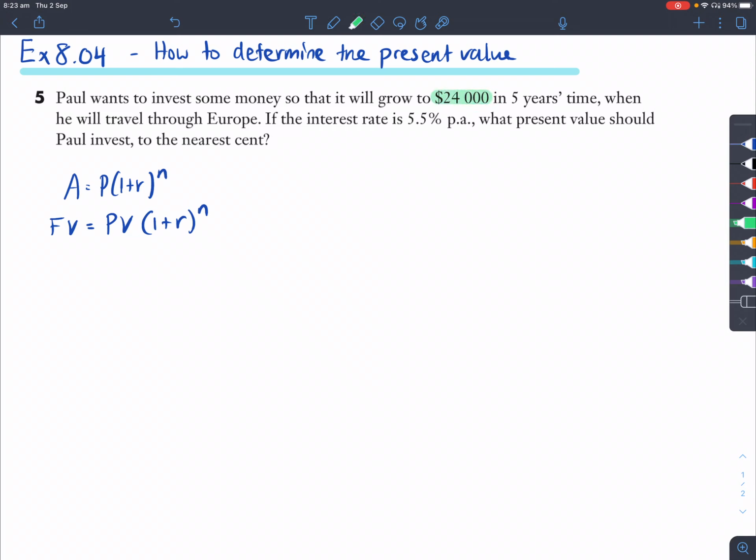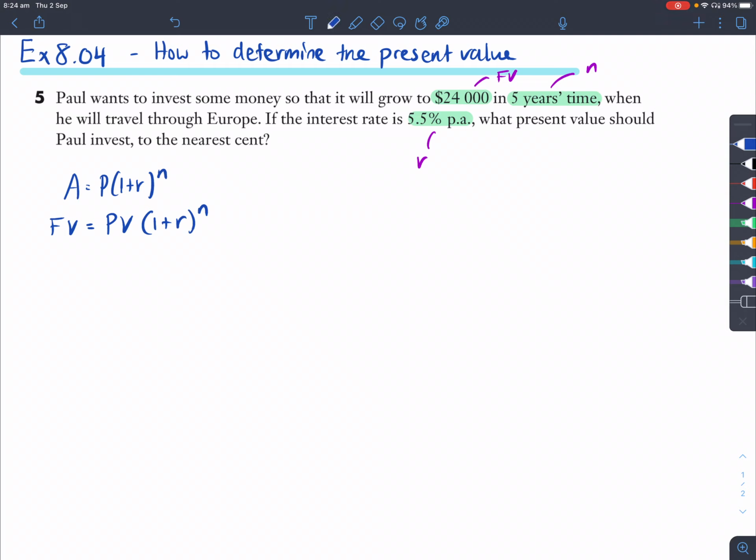We've got an amount that it will grow to, which is 24,000. That is the future value, right here. In 5 years' time, which is our N value, and the interest rate over here is 5.5% per annum. So if I substitute all those things in and try to find out what PV is, according to the question, what present value should Paul invest to nearest cent to get this amount?